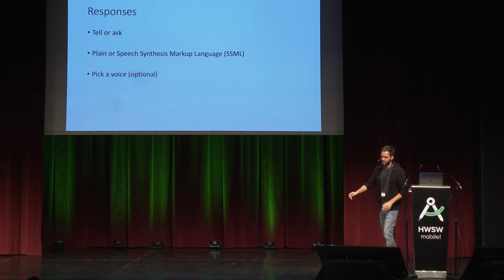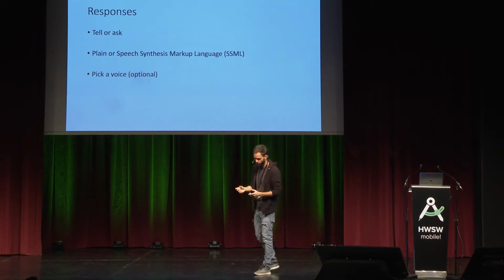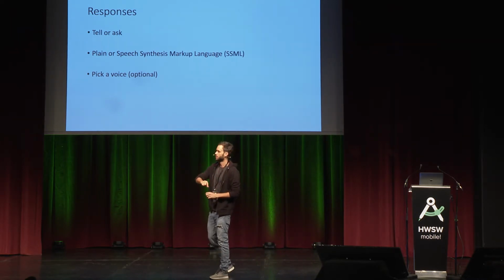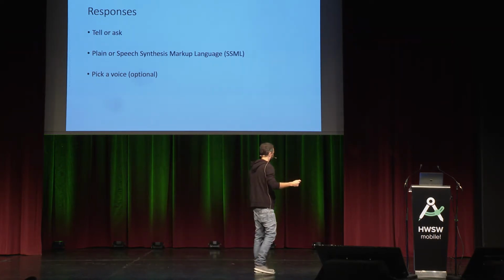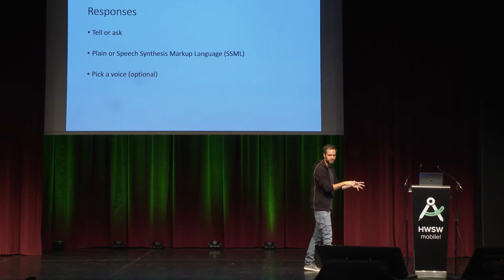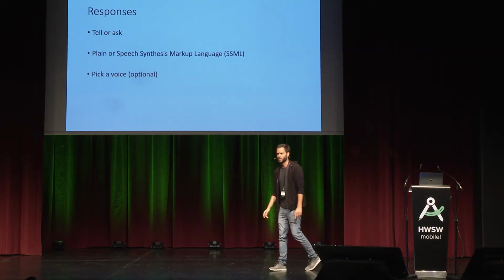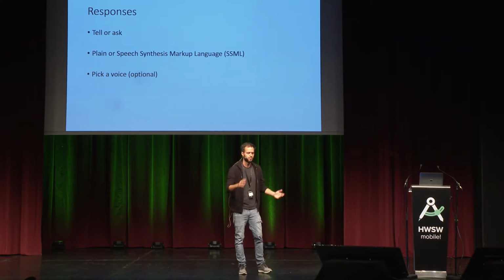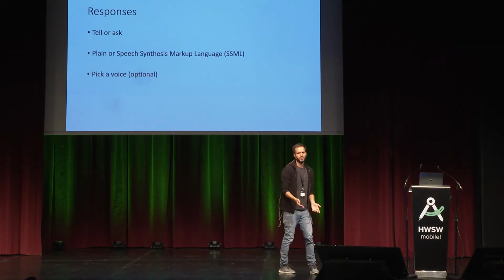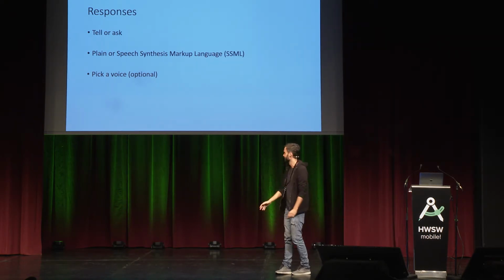Then we have the responses. Basically, the user says something, the Alexa cloud service decides what intent is called, you react at your endpoint with your code, and then you send a response back, and the response is then read to the user. There are two different types of responses: a tell or an ask response. A tell simply ends the session. So the user says something, like play Spotify, and you say no, and then just end the session, for example.